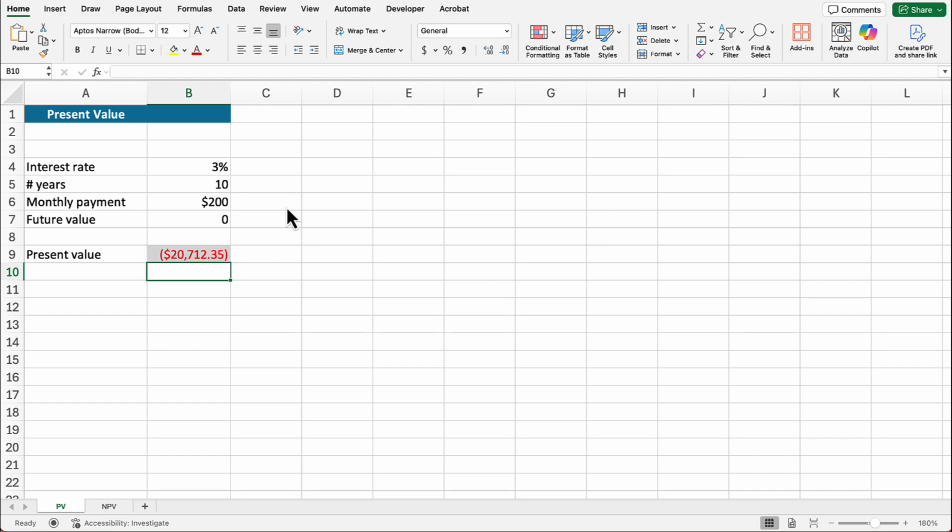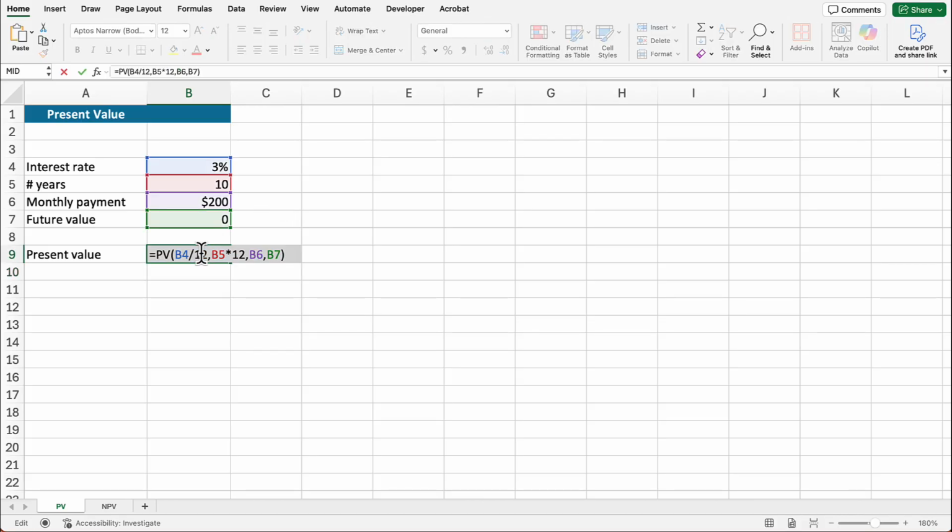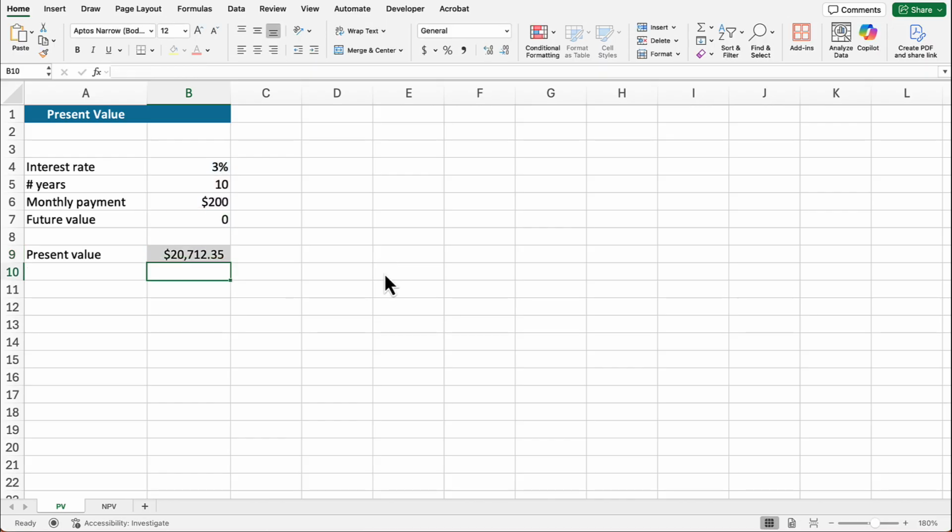Now, the cleanest way to do that is to change the payment amount in the formula itself to make that a negative number. So you see that B6, I'm going to make that a minus B6, right? Because B6 is the monthly payment. When I enter that, now we have a positive number. Now you know that if you get $200 a month for 10 years, it's worth almost $21,000 at 3% interest. Important to know if you're selling your lottery winnings.